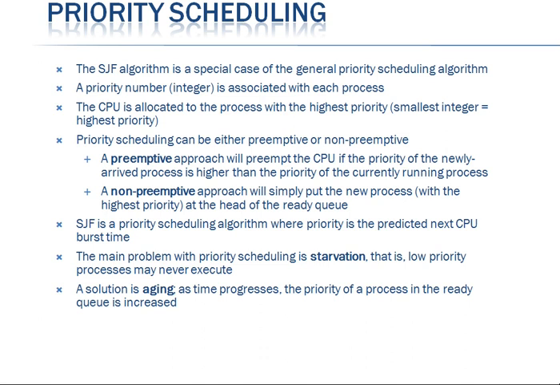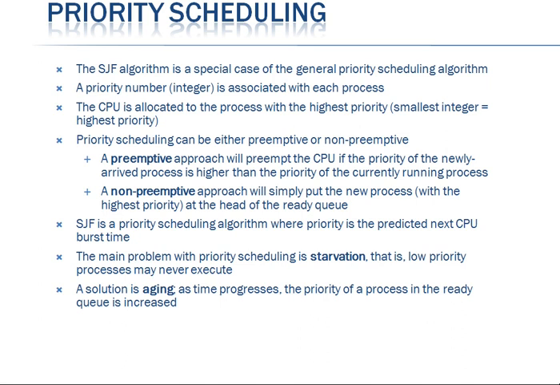In case of non-preemptive, we simply put the new process at the head of the ready queue. That means you cannot switch from the current process to the new process even though it has the highest priority. But one thing we can do is place the new process, whose priority is higher than the current one, at the head of the ready queue. So SJF is a priority scheduling where priority is the predicted next CPU burst time.